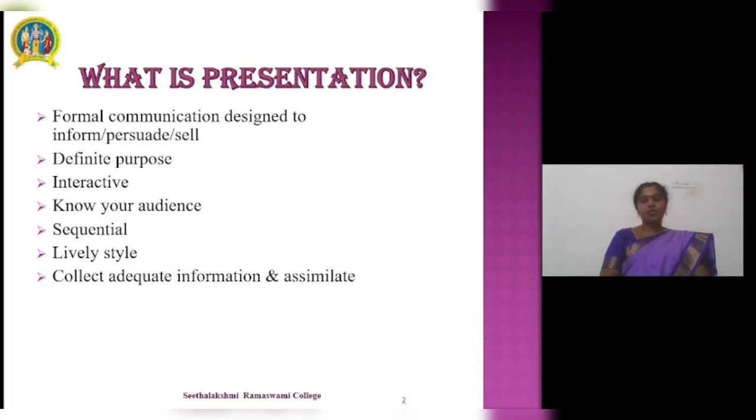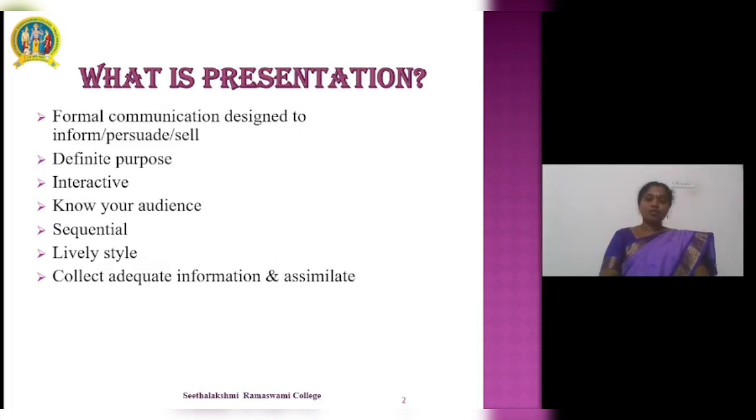Usually, short presentations are given within 15 to 20 minutes in an academic and professional environment where a subject expert delivers a presentation providing information about a chosen topic. And a presentation must have a definite purpose, or shall I say, an objective, and a presentation has to be interactive and informative. It would be always better if you know your audience so that you can prepare your contents well in advance. And your presentation has to be sequential.